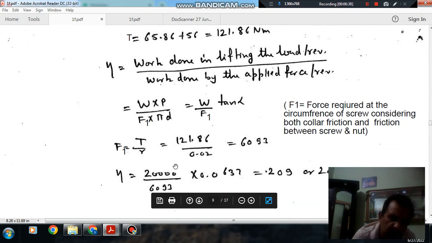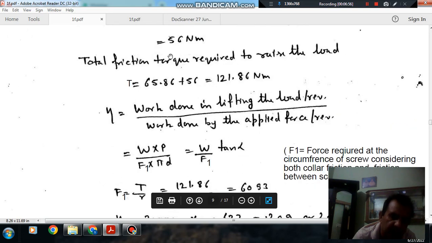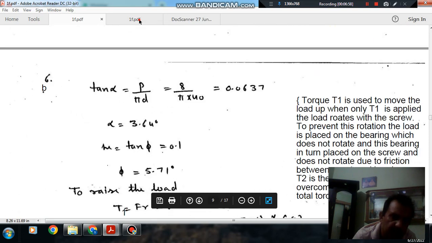Now we can put in the values: W is 20,000, F1 is 6093, and tan alpha is 0.0637. It comes out as 0.209, or 20.9%. So option B is the answer.